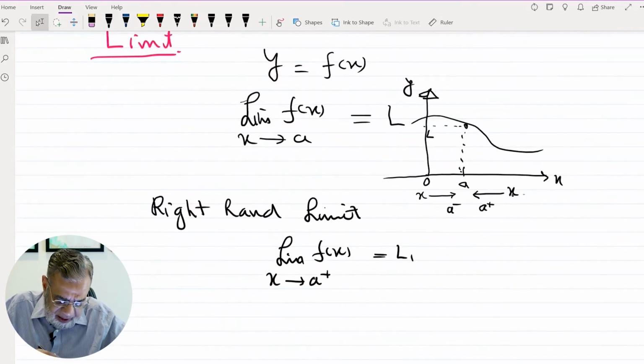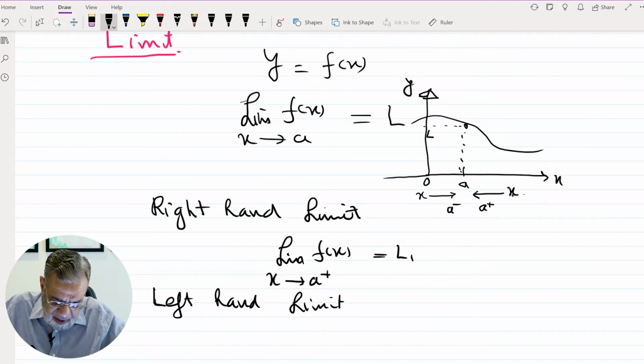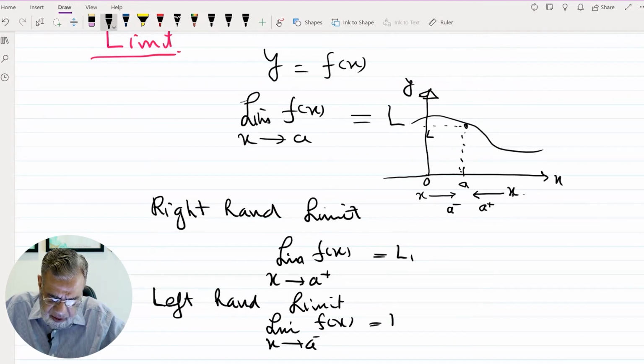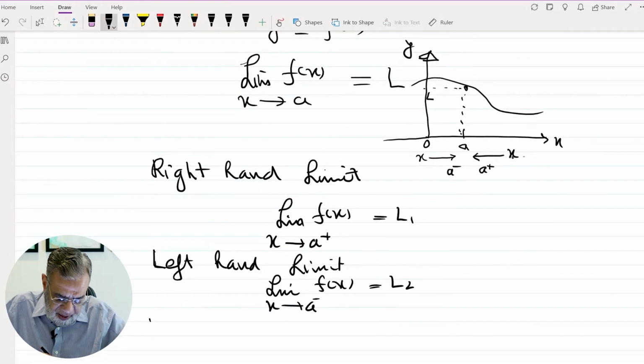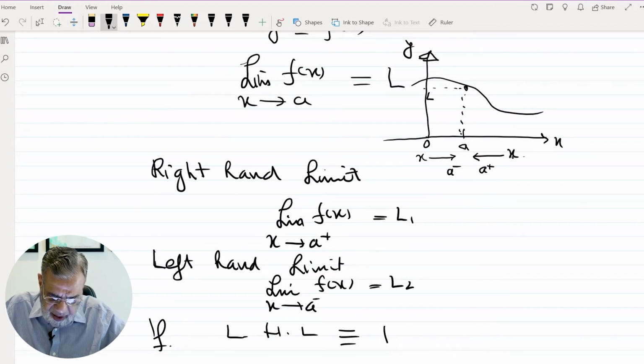We find here the left hand limit. Our left hand limit we defined here, and we say when we find this limit as x tends to a minus, f of x is equal to L2. Now we say the limit exists if the left hand limit is equal to the right hand limit, then we say the limit exists.